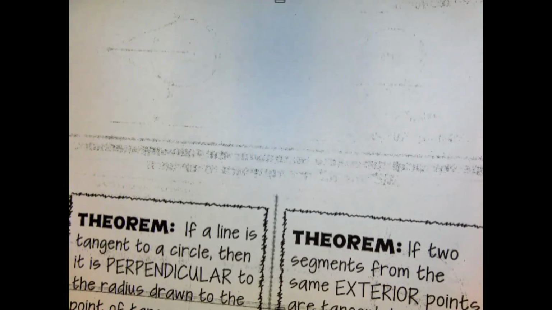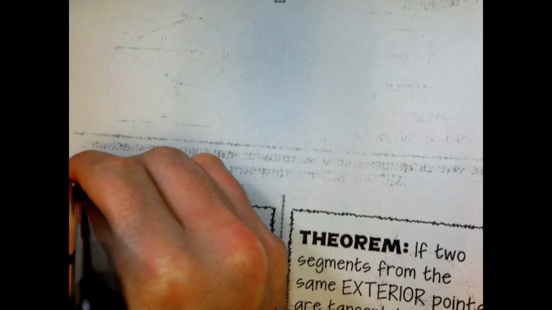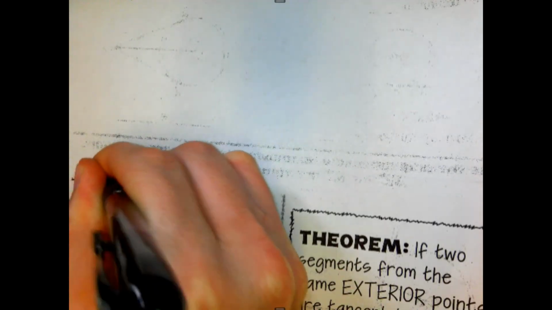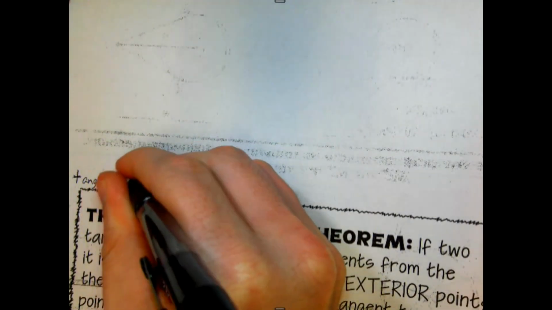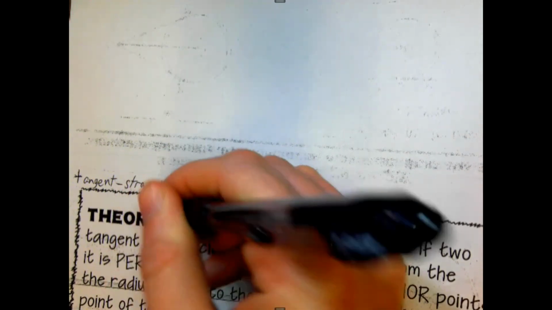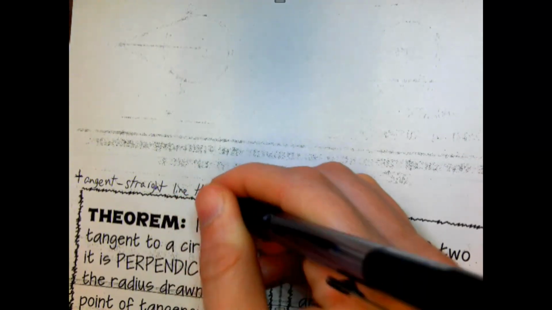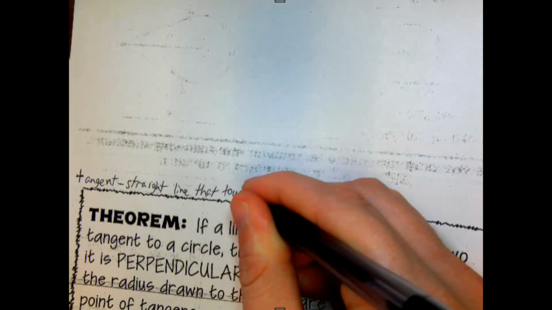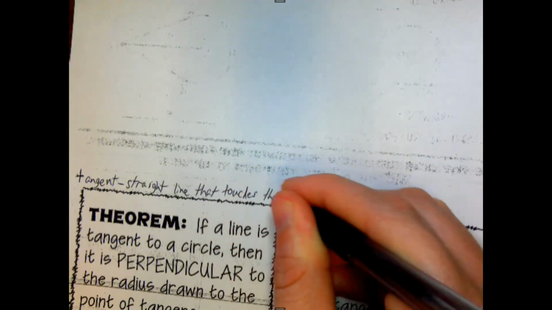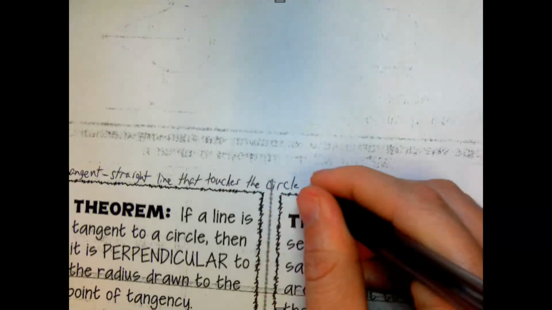We'll begin today with a definition for tangent. A tangent is a straight line that touches the circle at one point.